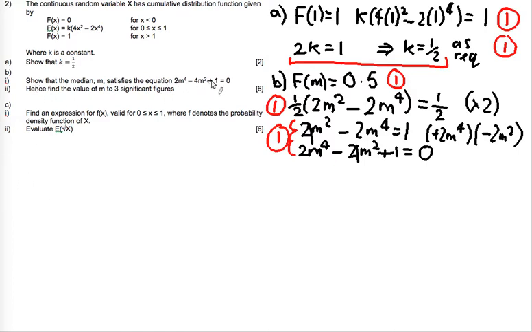The whole point of them giving this equation to you is, if you don't know how to set up this equation, if you don't know how to work through it, you don't know that property, you can still find the value of m to 3 significant figures. This is essentially a core maths task, and you'll find a lot of the continuous random variables questions are core maths.